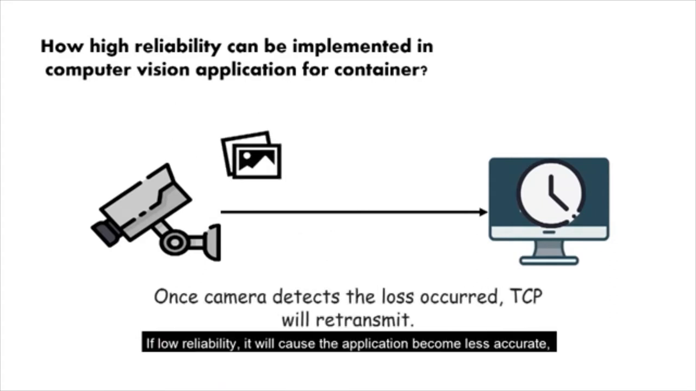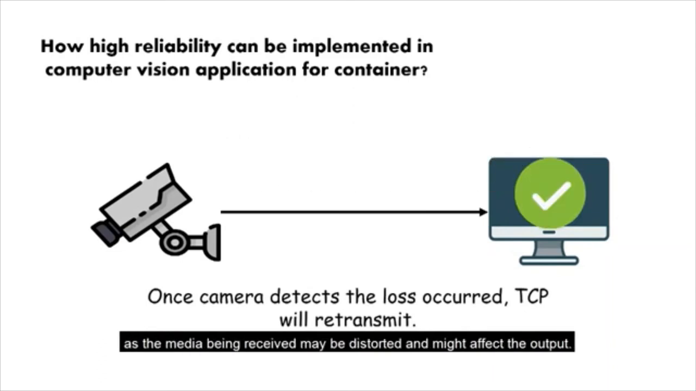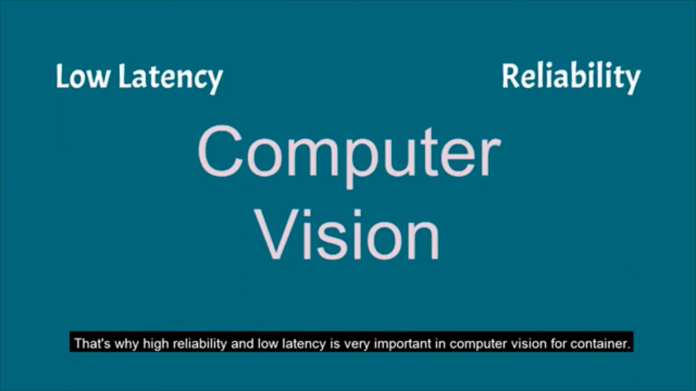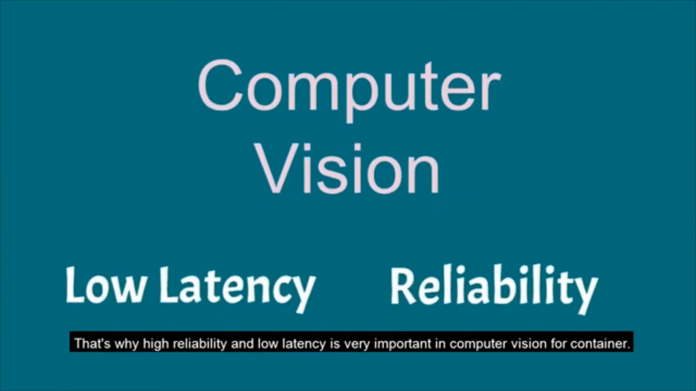If there is low reliability, it will cause the application to become less accurate, as the media being received may be distorted and might affect the output. That's why high reliability and low latency are very important in computer vision for container.